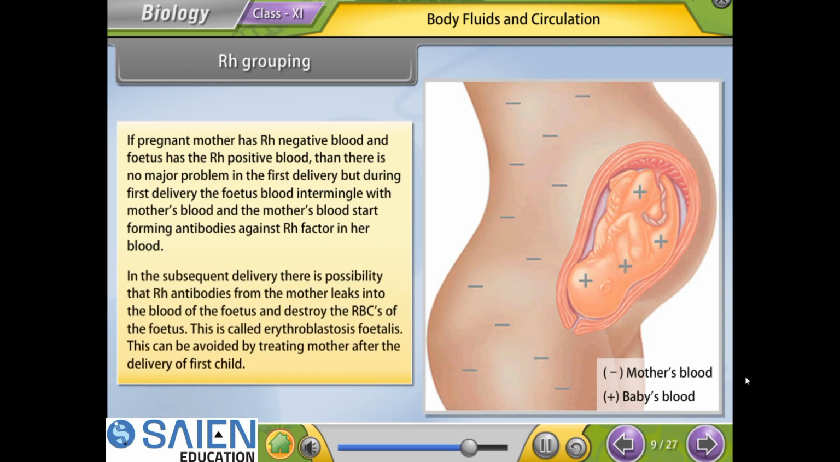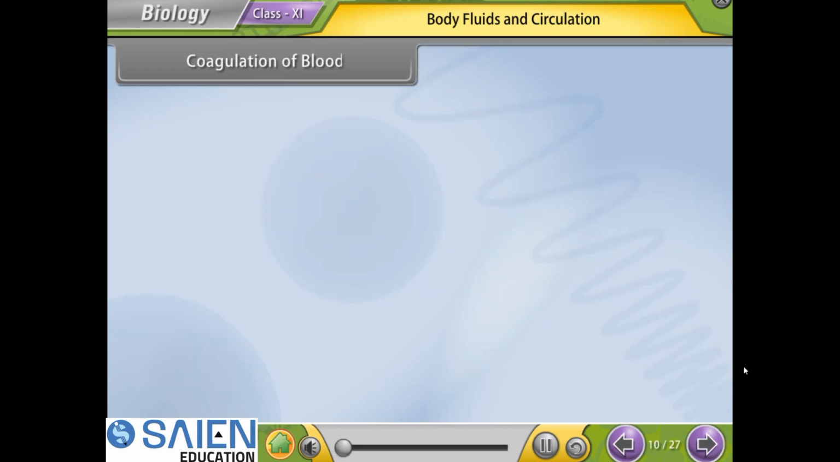In the subsequent delivery, there is a possibility that Rh antibodies from the mother leak into the blood of the fetus and destroy the RBCs of the fetus. This is called erythroblastosis fetalis. This can be avoided by treating the mother after the delivery of the first child. Coagulation of blood.